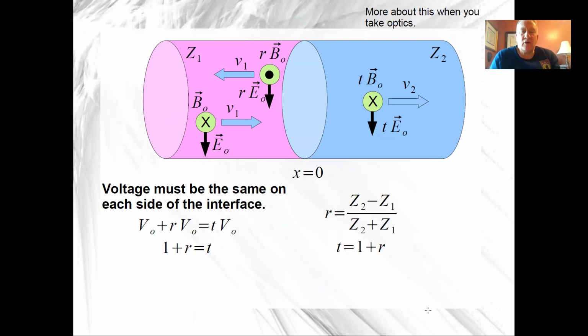So from the fact that the voltage must be the same on the interface, we can find out what R is equal to. It's equal to Z2 minus Z1 over Z2 plus Z1. And T will be equal to 1 plus R.